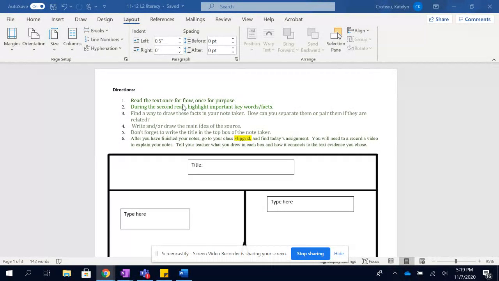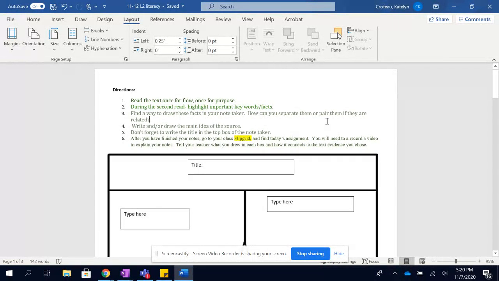So, first, you want to read the text once for flow and then once for purpose. If you are listening, that could count too. And just make sure you're following along though, as otherwise you might miss something. Also, during the second read, you're going to want to make sure you're highlighting your important keywords and facts. Also, your third step is going to be to find a way to draw these facts in your note taker.